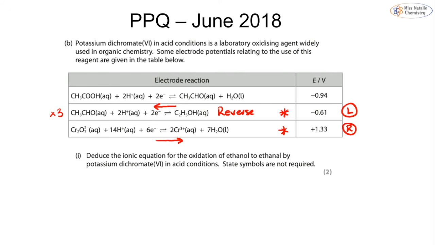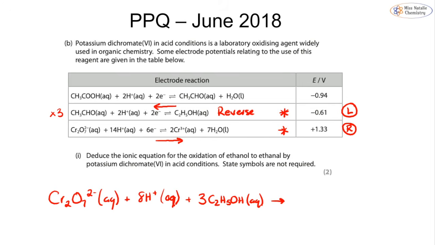And we can cancel out any like terms, so our hydrogens are going to cancel out. And when we do all of that, we will eventually get an answer of the dichromate plus 8 hydrogens, because we will have 6 being cancelled out on the other side from the middle equation, plus 3 ethanols.